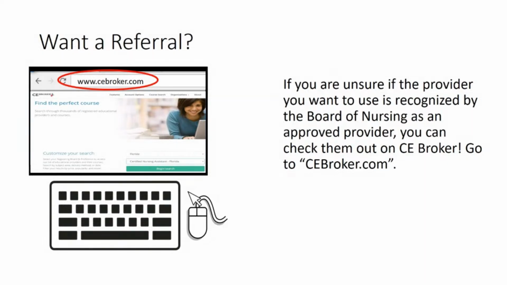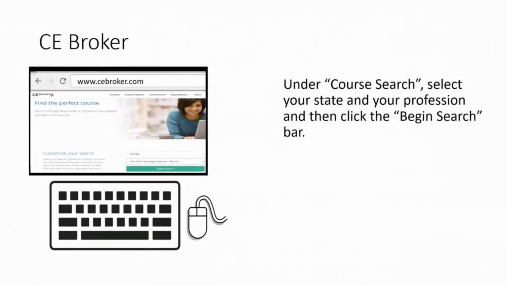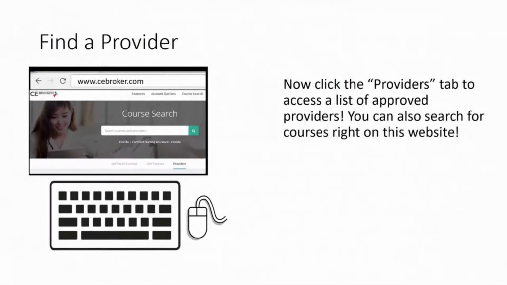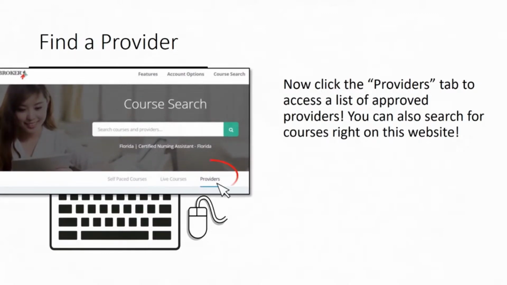Go to cebroker.com. Under Course Search, select your state and your profession, and then click the Begin Search bar. Now click the Providers tab to access a list of approved providers. You can also search for courses right on this website.